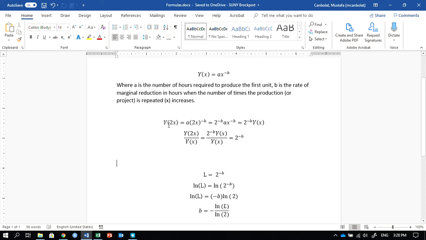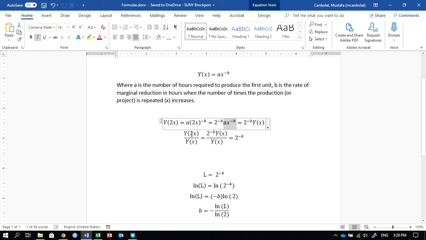And as you can see here, what's happening is, let's say if I want to find out what is y2x when we would double that production from x to 2x, and if I do that, wherever I see x, I put 2x, and then I just take 2x to the negative b. Then I can separate the exponents, 2 to the negative b and x to the negative b, and reorganize it, and I can see that it is 2 to the negative b times the same exact part for yx, so that is 2 to the negative b times yx.